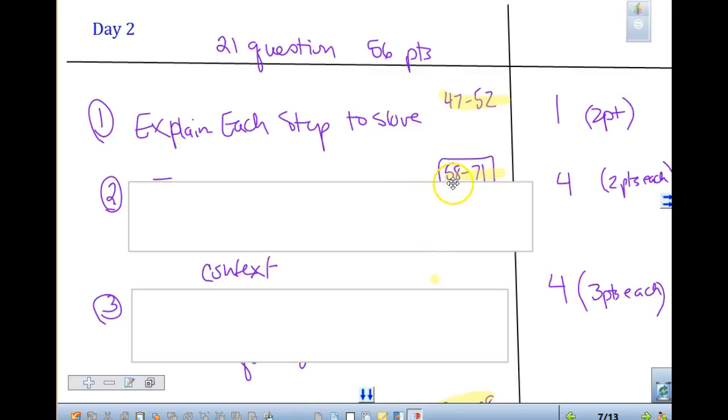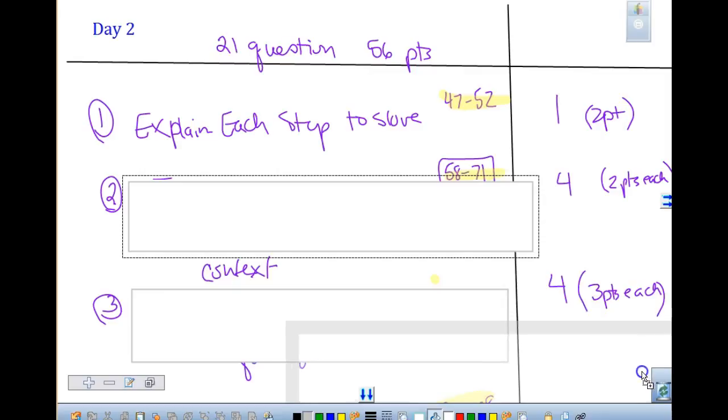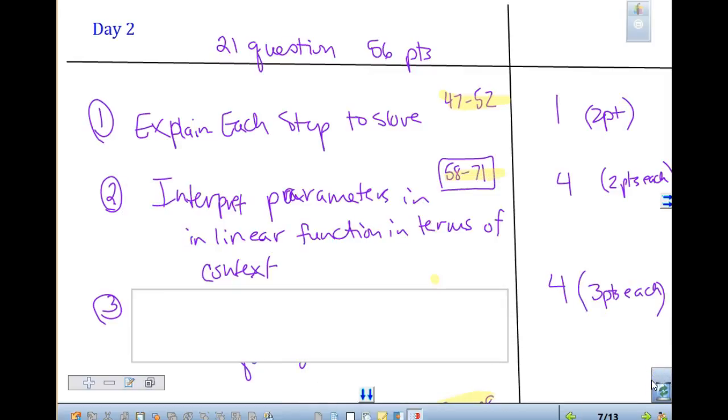So now turn to 58 to 71 in your review packet. 58 to 71, and maybe it's not all the way to 70. If you're reading it, what does it say here? I can interpret the parameters in a linear function in terms of the context. There will be 4 questions like that.